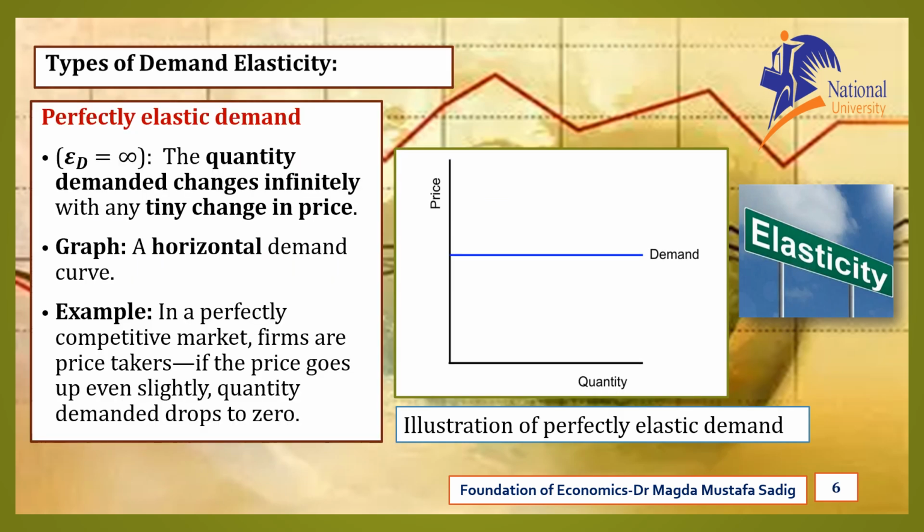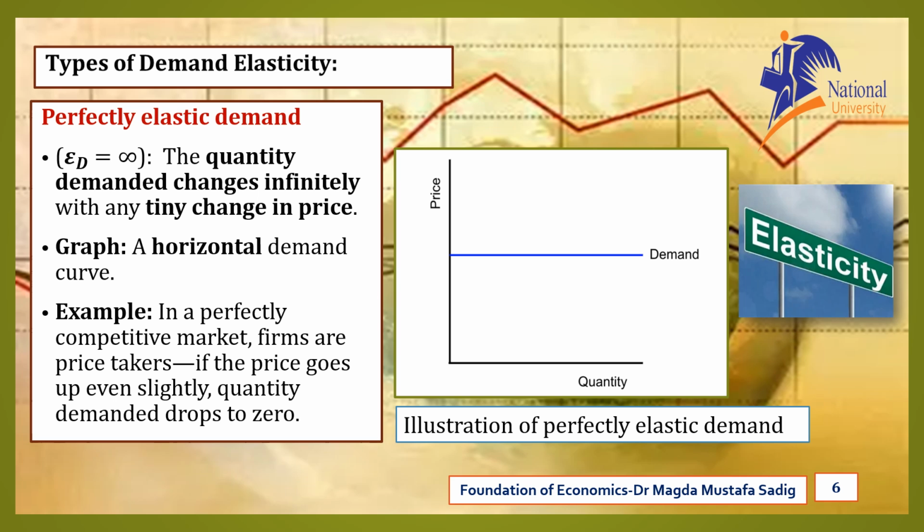Let us come to perfectly elastic demand. Perfectly elastic demand happens when even a tiny change in a product's price causes a huge change in the quantity people want to buy. So imagine a horizontal line on a graph, as appears in the illustration of perfectly elastic demand, where the demand curve is a horizontal line, showing that the price stays the same no matter how much is demanded.